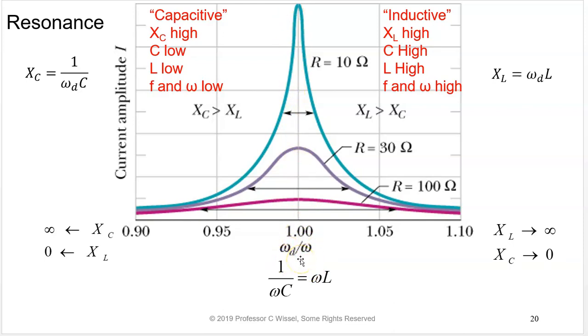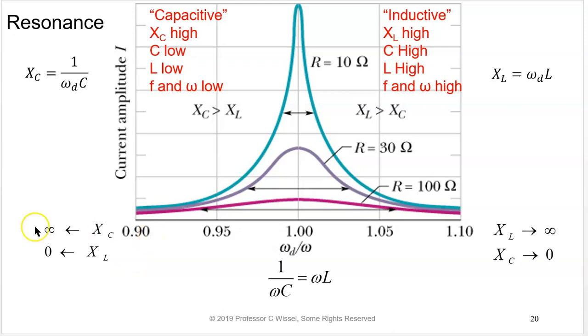On the left is the low frequency side, and, of course, remember XC is 1 over omega D C. Now, at low frequency, omega D is small, so XC is large. That means XC is large compared to XL, because XL is omega D times L. So XL is small at low frequency. So we call this a capacitive circuit. That is, XC is high. Capacitance is low, the inductance is low, and F and omega are low. So this is the low frequency end.